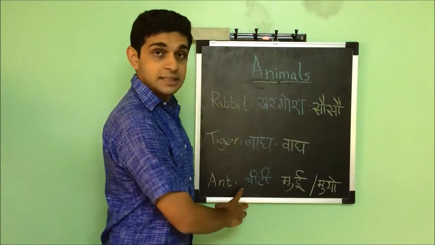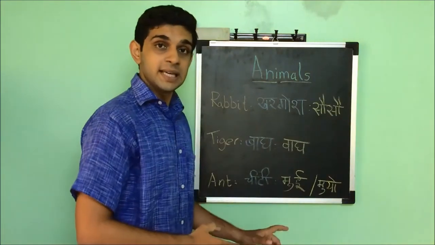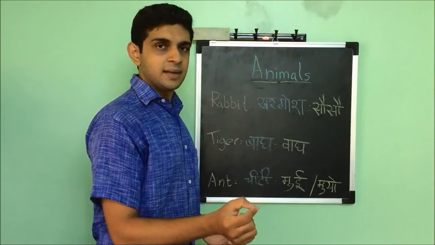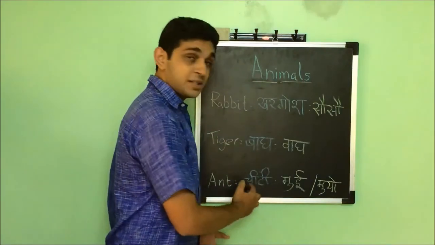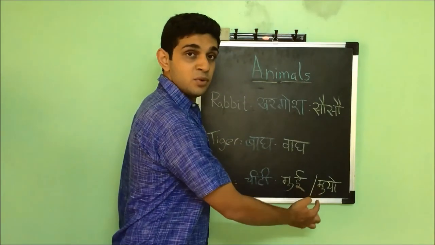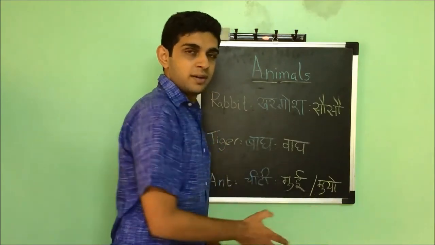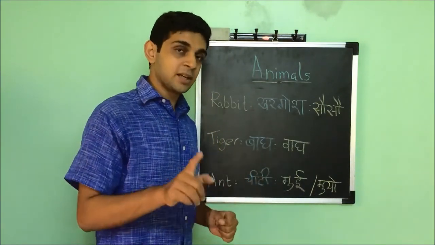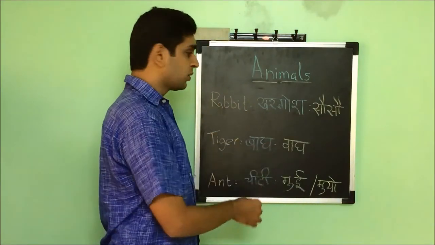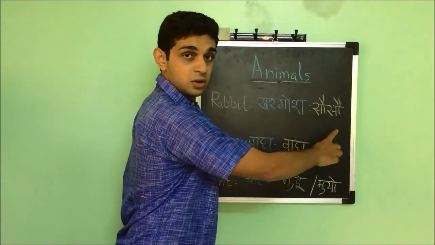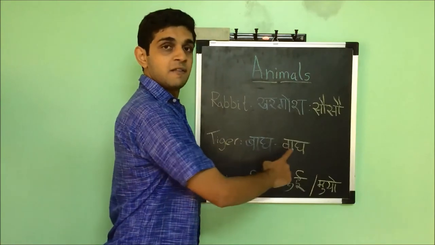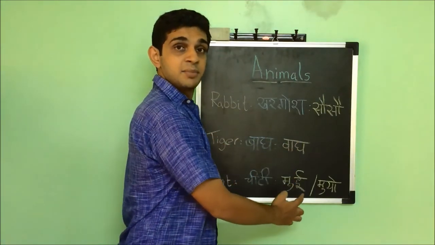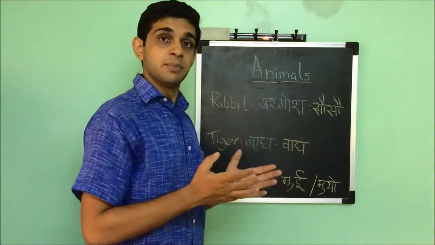And chiti is mui in Konkani. That is a single ant. And ants or chitiya mean muyo, okay? Muyo is plural. Kitlo muyo, how many ants? Again, quickly we'll go through it. Rabbit, soso. Tiger, vagh. And ant, a single ant is mui and plural is muyo.